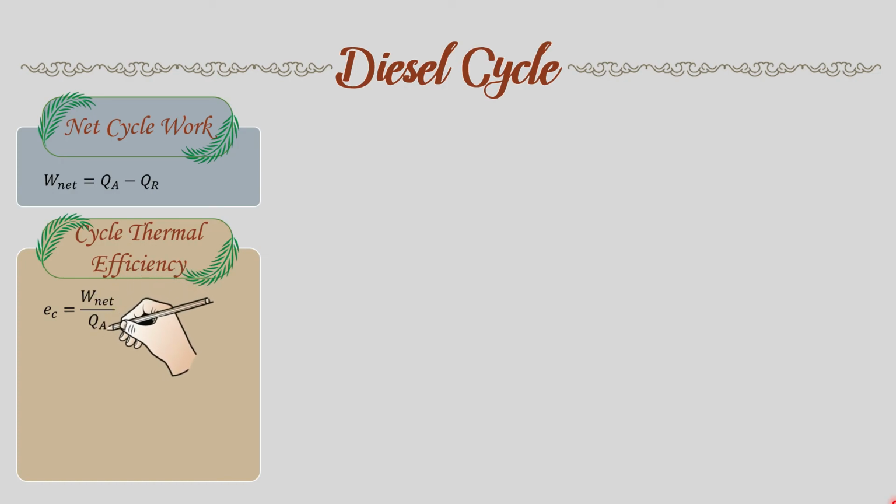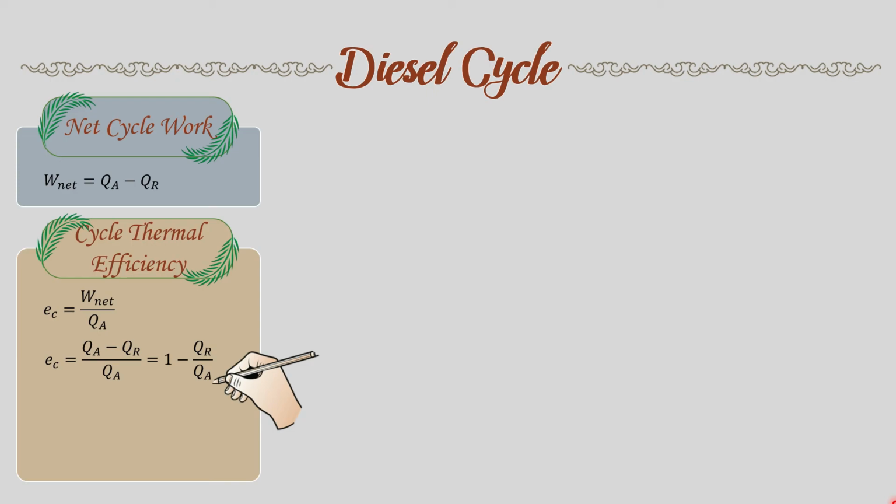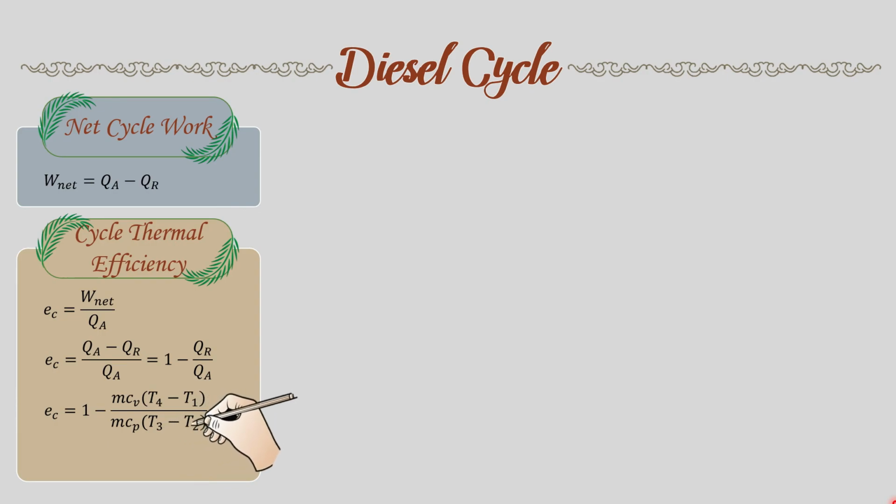And as I've said earlier, work net equals QA minus QR. So, Ec equals QA minus QR over QA. Simplifying this would give us 1 minus QR over QA. And we can expand this by inserting the formulas for QA and QR. That will give us Ec equals 1 minus m Cv times T4 minus T1 over m Cp times T3 minus T2.